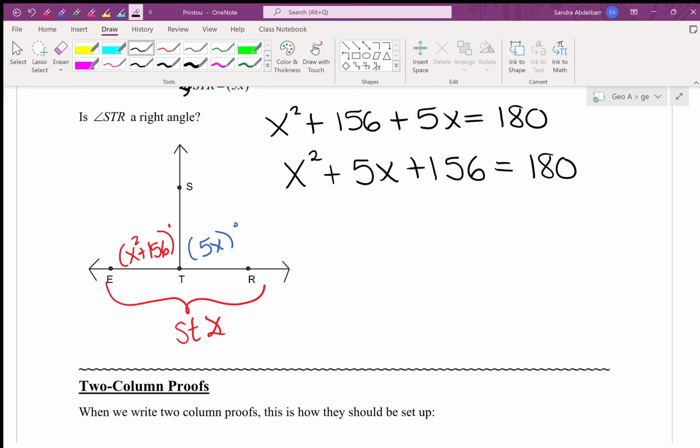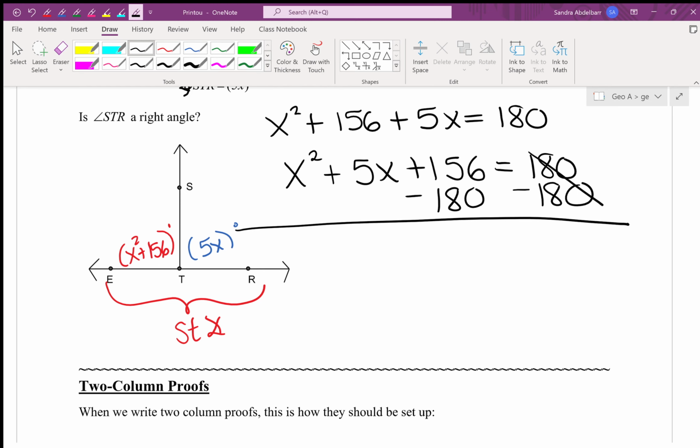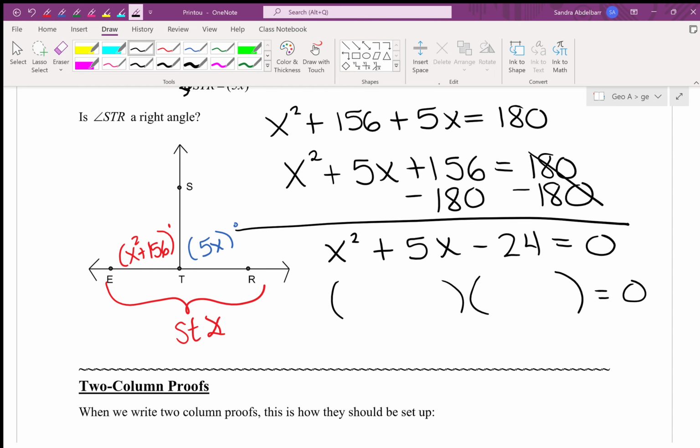This is still not perfect. There's one more thing we need to do before we can factor. James? Excellent. We need it set equal to 0, so we're going to subtract the 180 on both sides. So we will now have x squared plus 5x minus 24 equals 0. And now I set up my double set of parentheses. So we have an x and an x. We need two numbers that multiply to negative 24 but add to a positive 5.